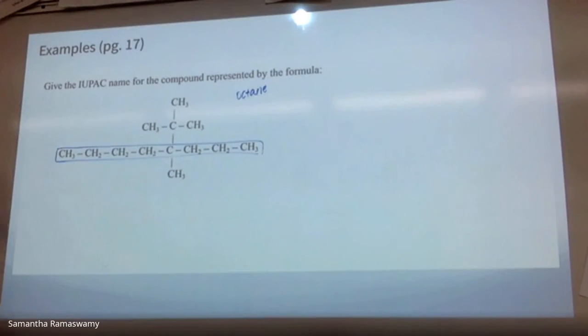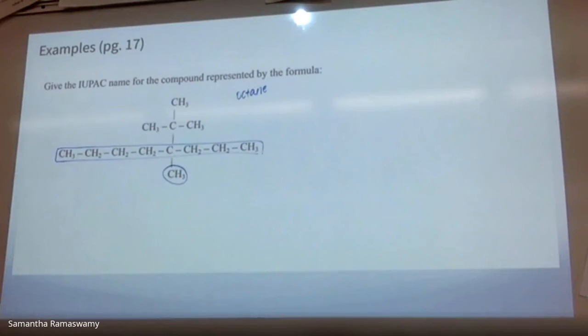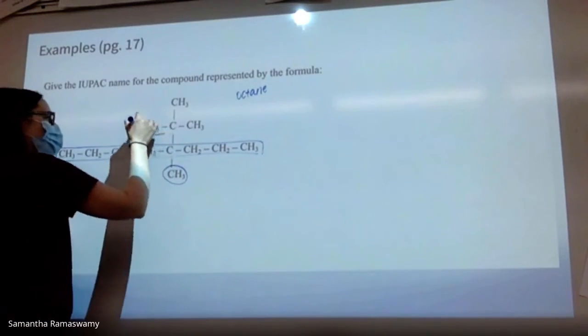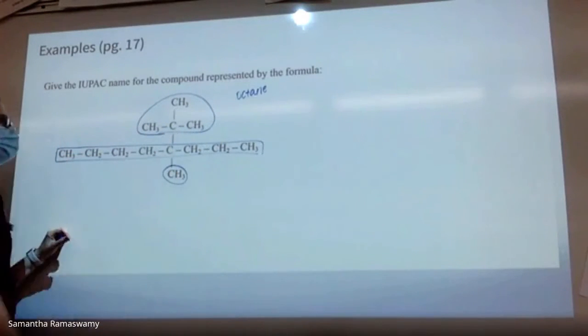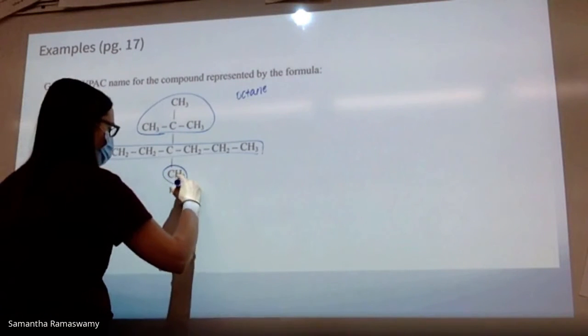Now we have 2 substituents. Here's one of the groups that's attached to a carbon. Here's the other group that's attached to a carbon. We've seen CH3 a few times now. We know that's a methyl group.